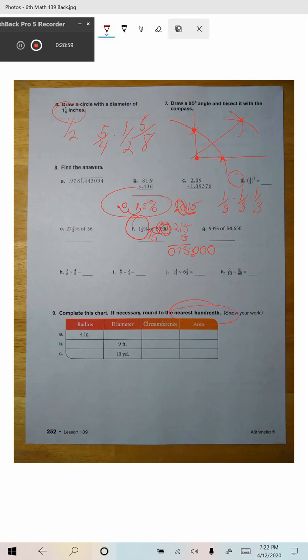Okay, so let me do one of them with you, and hopefully you have to round it. So if the radius is 4 inches, the diameter is double that. It's all the way across my circle, so it's 8 inches. So circumference is pi times diameter. So I'm going to do 3.14 times 8.